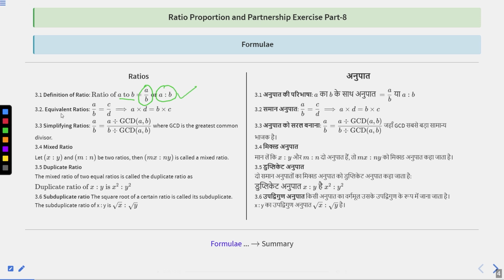Now, what is an equivalent ratio? When two ratios are equal, we say that these two ratios are equivalent ratios. If A/B equals C/D, then we can write it as A into D equals B into C.